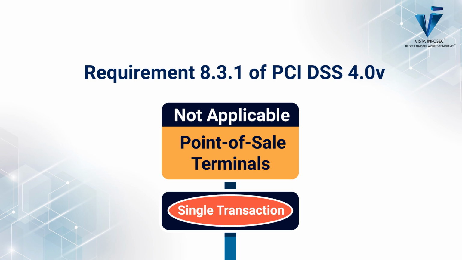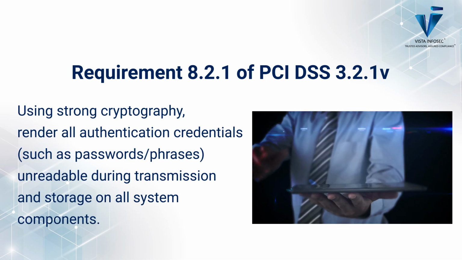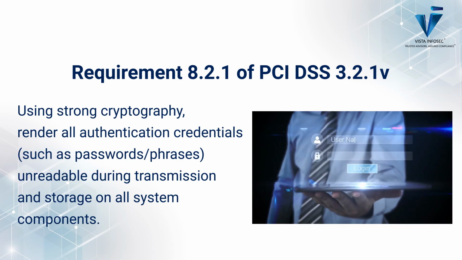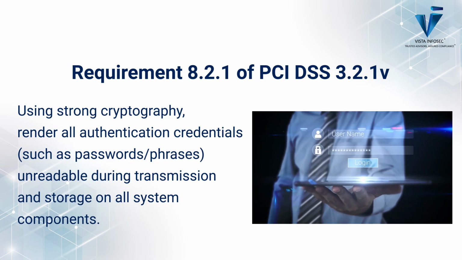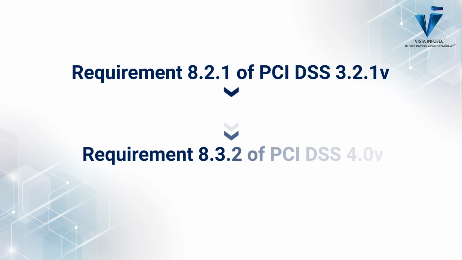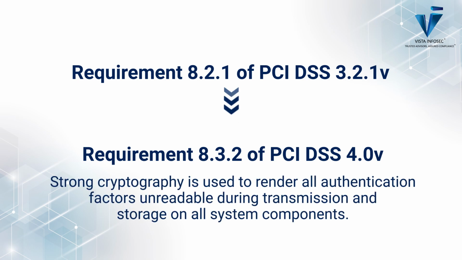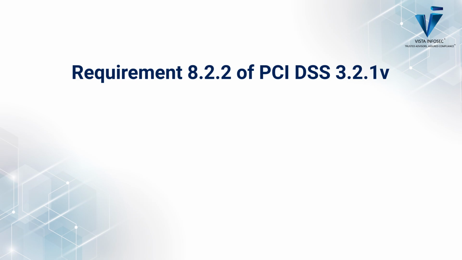Now, moving on to the next requirement, which is PCI DSS 3.2.1, the older version, requirement 8.2.1. This mentions using strong cryptography to render all authentication credentials unreadable during transmission and storage on all system components. Covering the same aspects of requirement 8.2.1 of PCI DSS 3.2.1, it is covered under 8.3.2 of PCI DSS 4. And it mentions the same thing: strong cryptography to render all authentication factors unreadable during transmission and storage on all components.